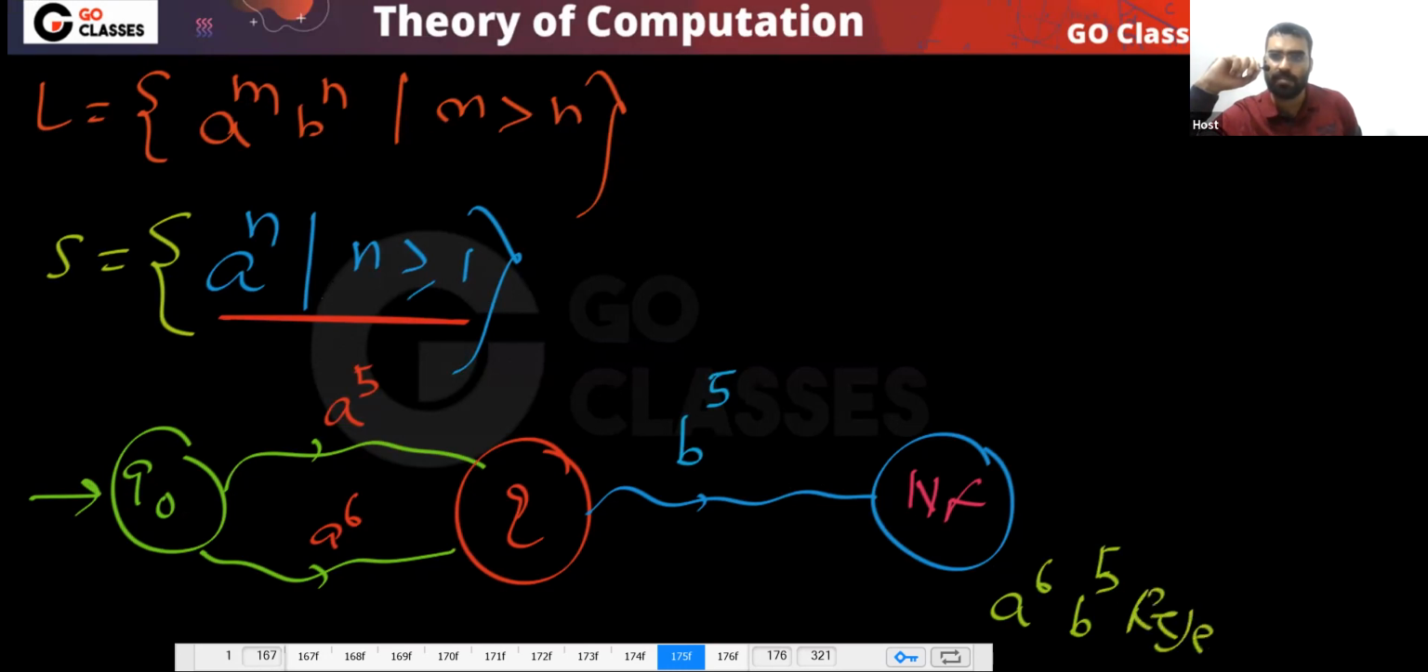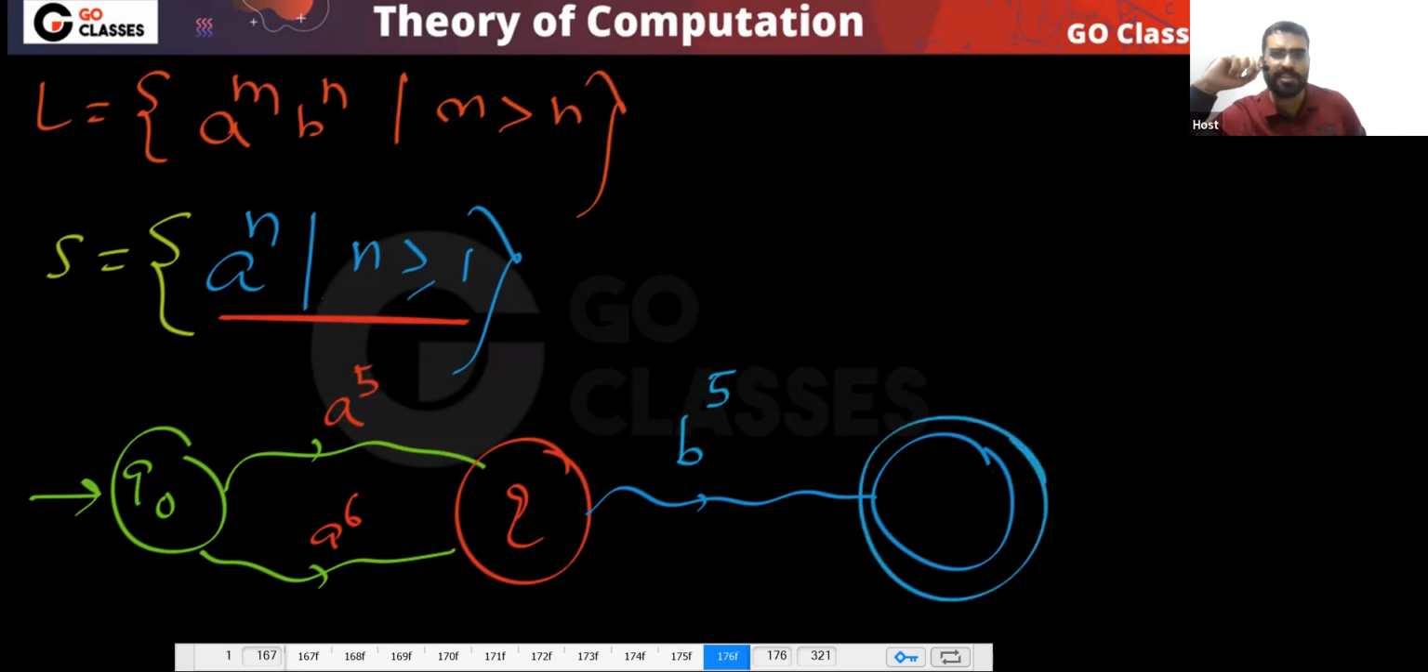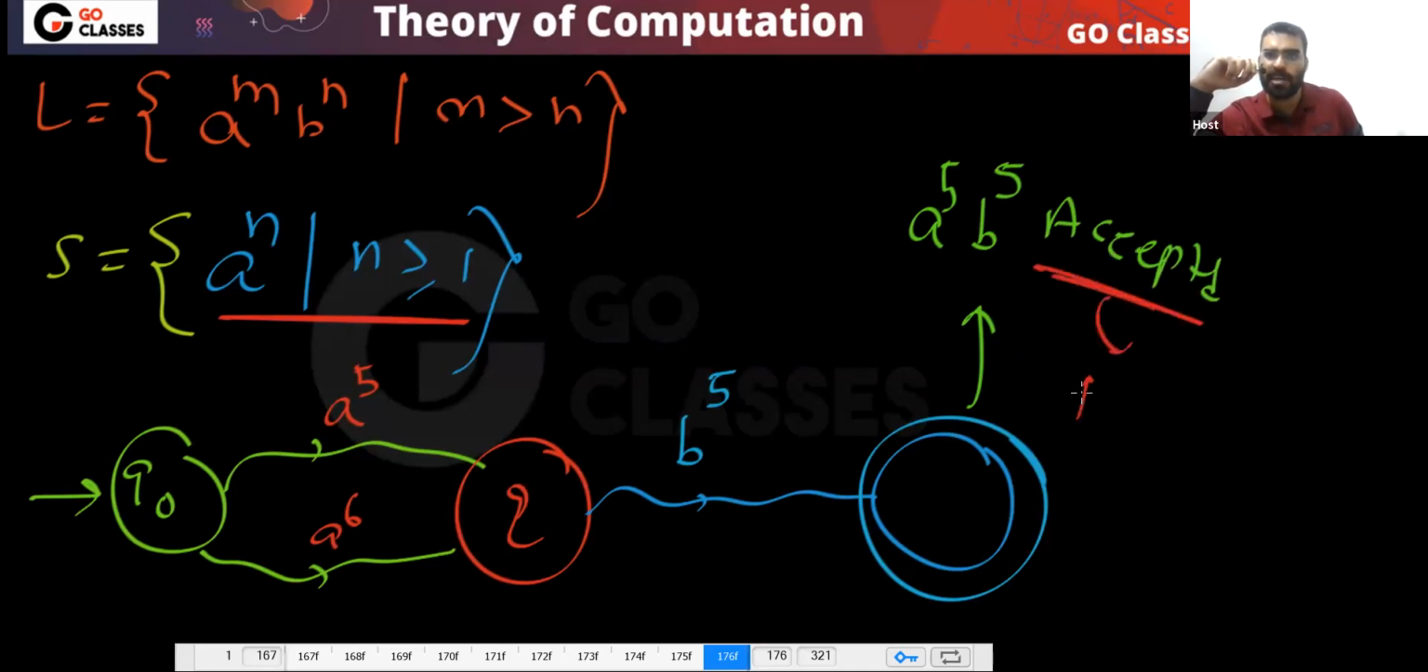Should this be rejected? No. This should not be rejected, so this is a problem. And if you go to the final state, there is a problem: a power 5, b power 5 is accepted, and this should not be accepted. So this extension will create the problem.